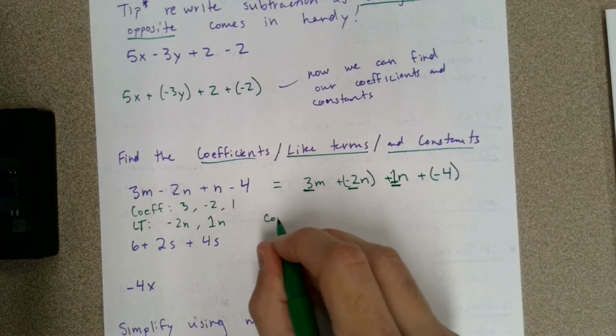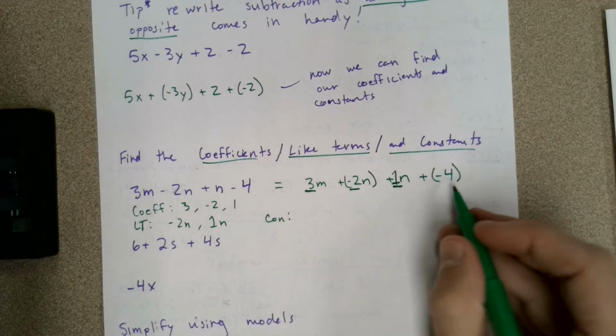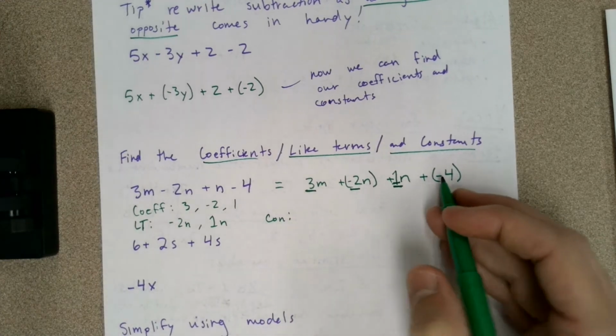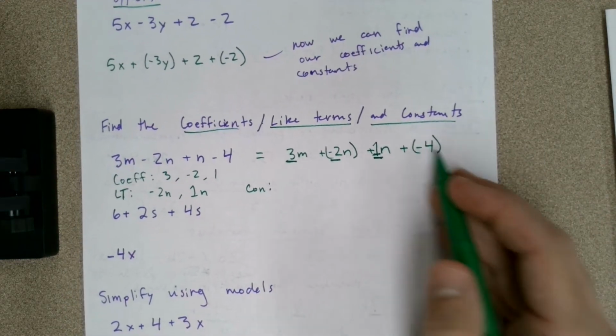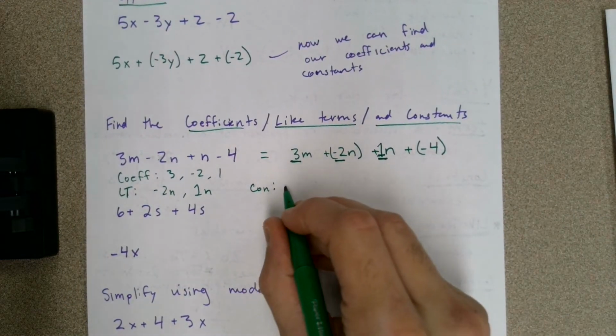And our constants, in this case, are what are not attached to a variable. So I see that 4 is left to here. Our constant would be negative 4.